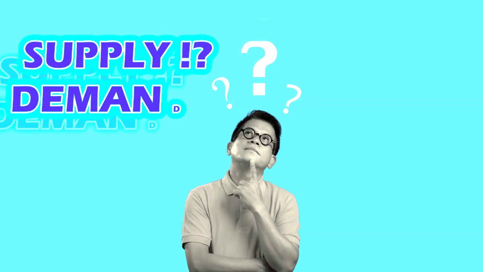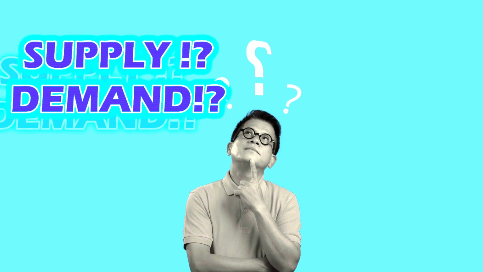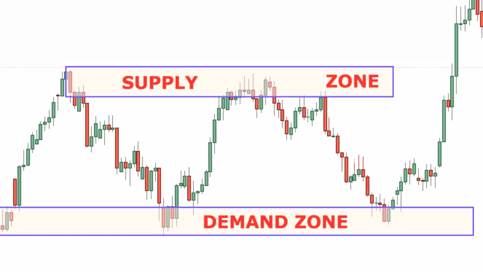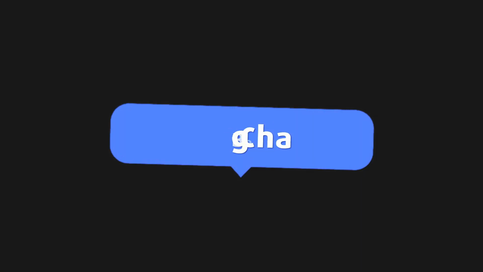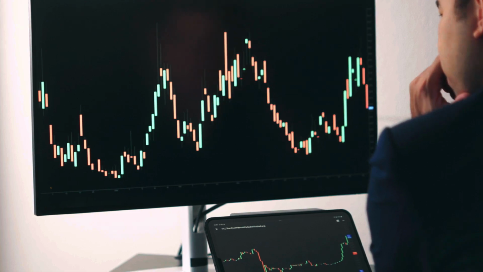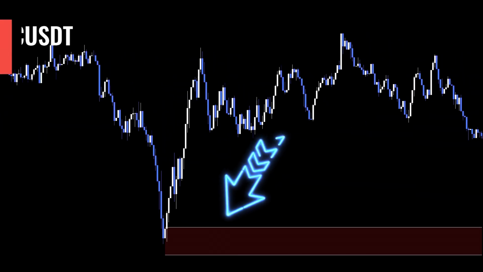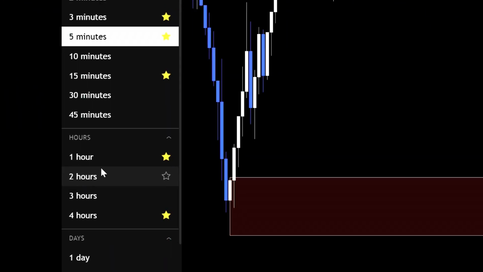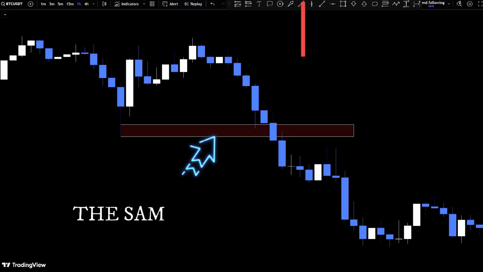So what are the supply and demand zones? They're areas where price tends to react because of significant buying or selling pressure. The issue is that most traders only look at one time frame when drawing these zones and miss the bigger picture. For example, a zone that looks strong on a 5-minute chart might be irrelevant when you zoom out to the 1-hour chart. This limited view causes inconsistent results.